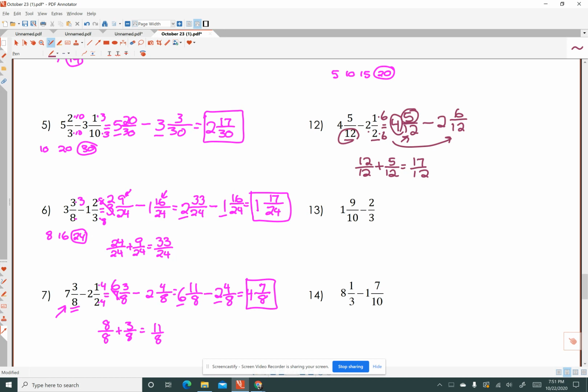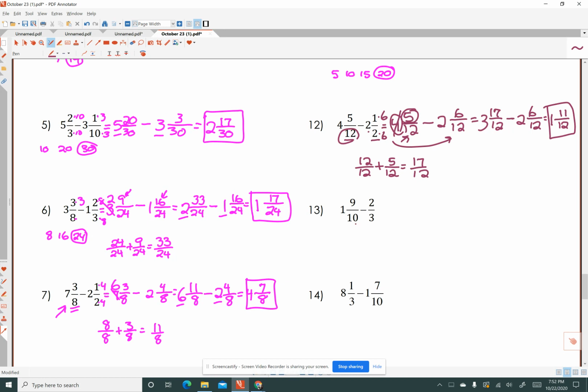So we're going to rewrite, again, the first fraction. We're going to take 1 away from the 4, make it a 3 and 17 twelfths, minus 2 and 6 twelfths. And 3 minus 2 is 1, working in twelfths. 17 minus 6 is 11. Final answer, 1 and 11 twelfths.